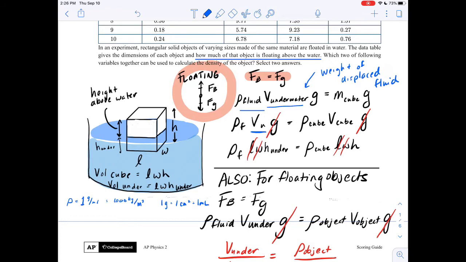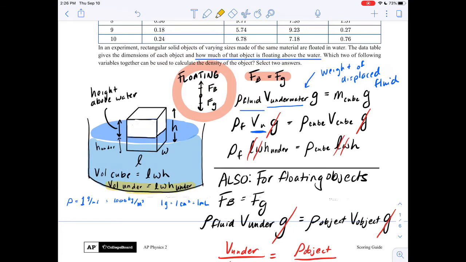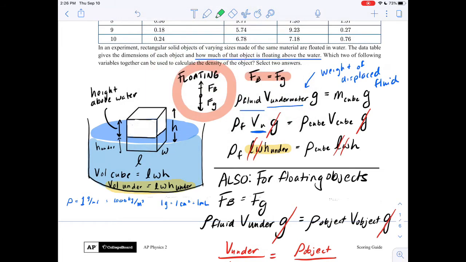This is supposed to say V_U for the volume underwater, and the volume underwater in this question is the length times the width times the height underwater. So I've put that here, and then the volume of the cube itself is length times width times height, so I've made that substitution on the right side. And then I canceled length and width, and you'll see what we're left with is the densities and just the height underwater and the height of the cube.